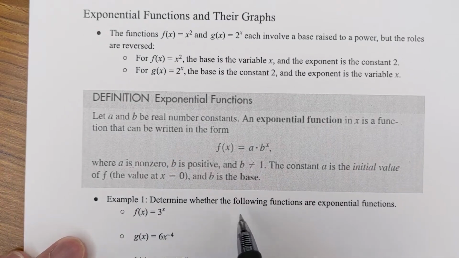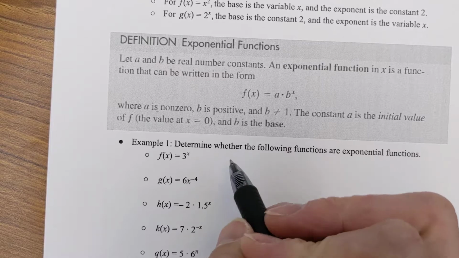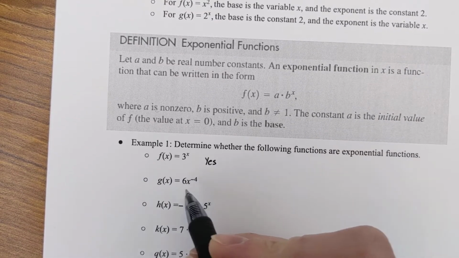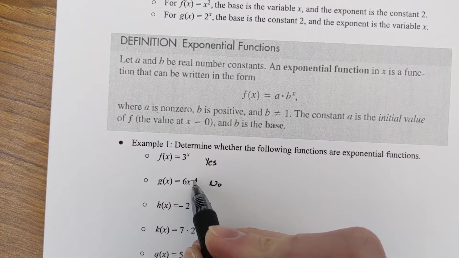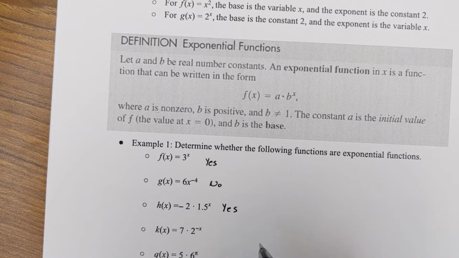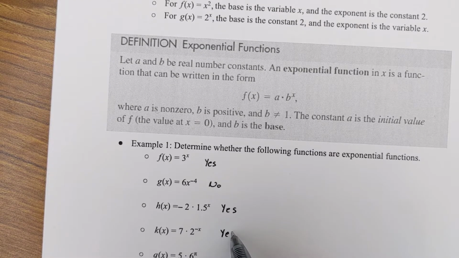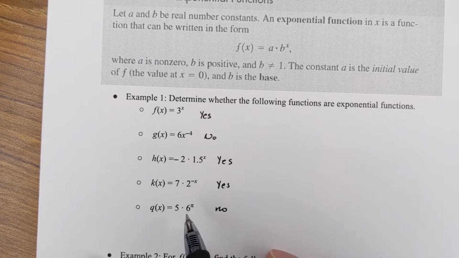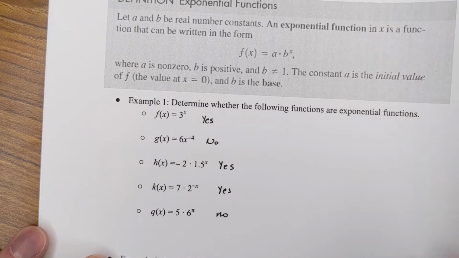Here, determine whether the following functions are exponential. For this first one, yes, because it's a number raised to a power. This one is no, because it's x to a number, not a number to x. This one is yes. This one is yes. And the last one is no, because there's no x involved. Pi is not a variable.